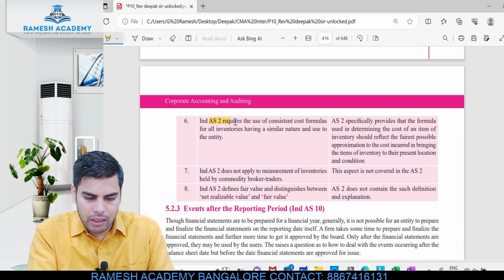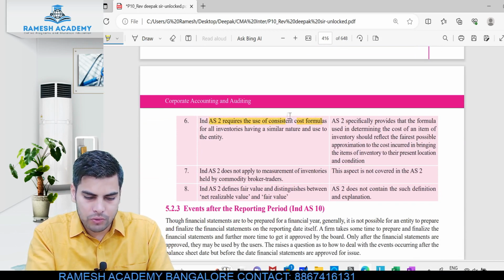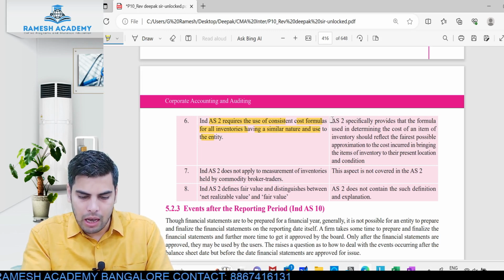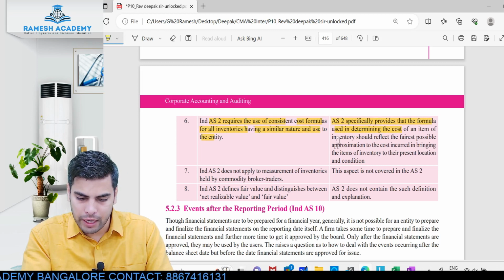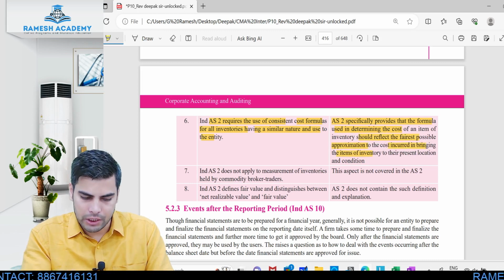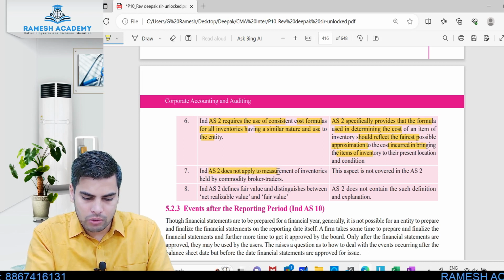Indian Accounting Standard 2 requires the use of consistent cost formulas for all the inventories having similar nature and use to the entity. Accounting Standard 2 specifically provides that the formula used in determination of cost of an item of inventory should reflect the fairest possible approximation to the cost incurred in bringing the item of inventory to the present location or condition. Indian Accounting Standard 2 does not apply to measurement of inventory held by commodity brokers.